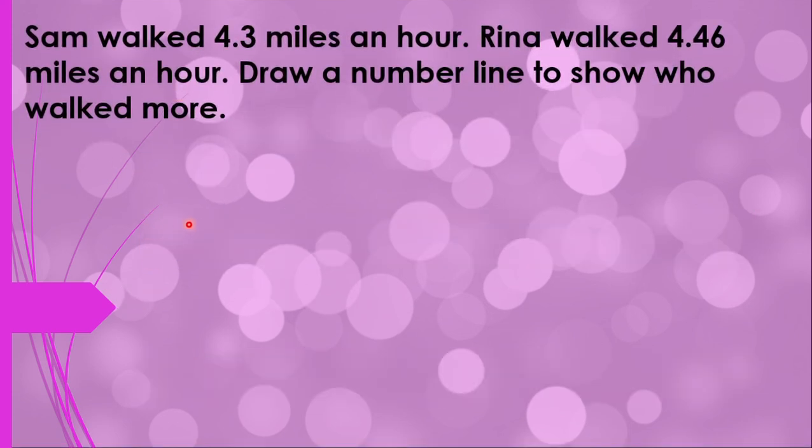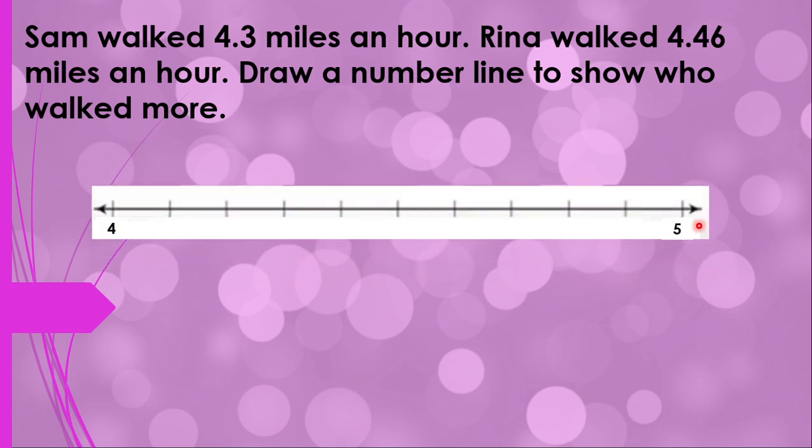Now, Sam walked 4.3 miles an hour. Rina walked 4.46 miles an hour. Now the whole numbers are there, 4, 4. Okay? So you have to make a number line from 4 to 5. Right? Because the decimal points are coming between 4 and 5. So you will draw a number line to show who walked more. So you will go 4.1, 4.2, 4.3, and you will do the marking. We will discuss this again tomorrow in the Zoom lesson.